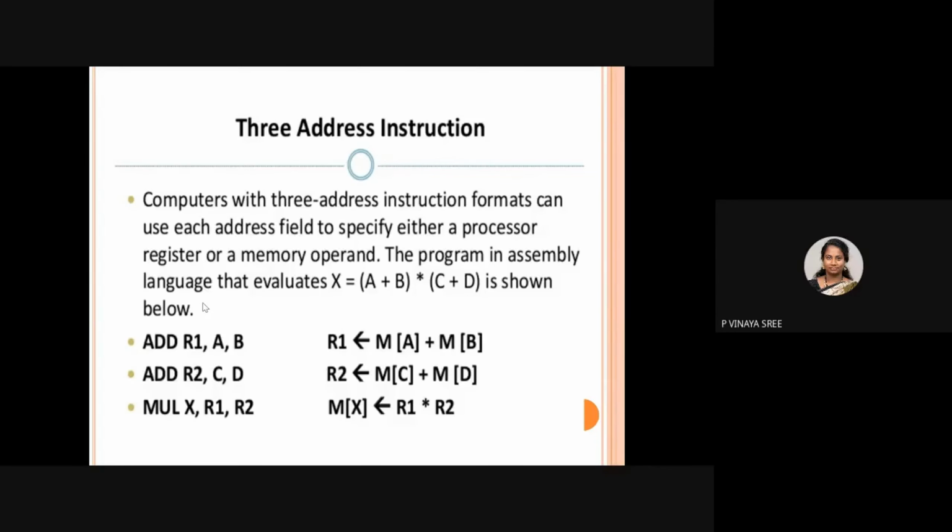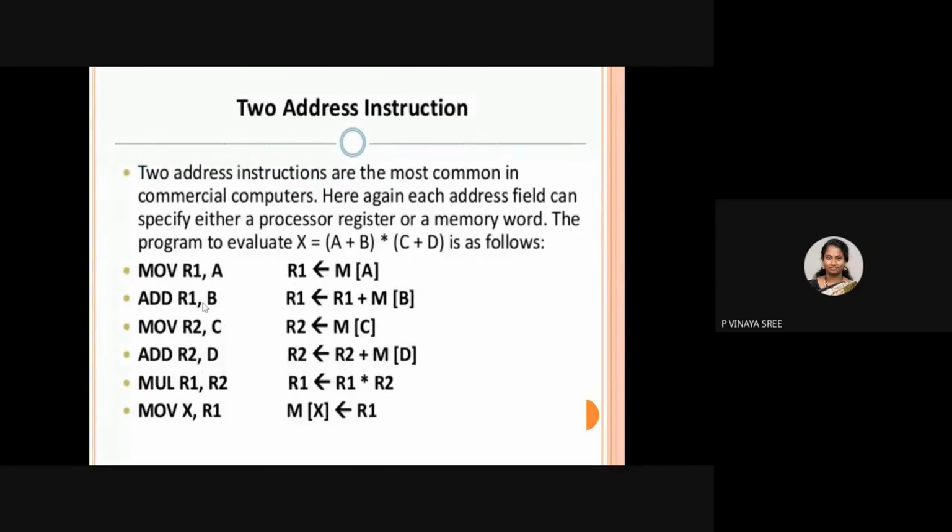Now let me go to the two address instruction format. The two address format is most commonly used in commercial computers, for example whenever you are doing a move operation. Here each address field can specify either a processor register or a memory word. Move means it will move data from memory into a register, or from a register to memory. This is the example we have considered: X equals A plus B into C plus D.